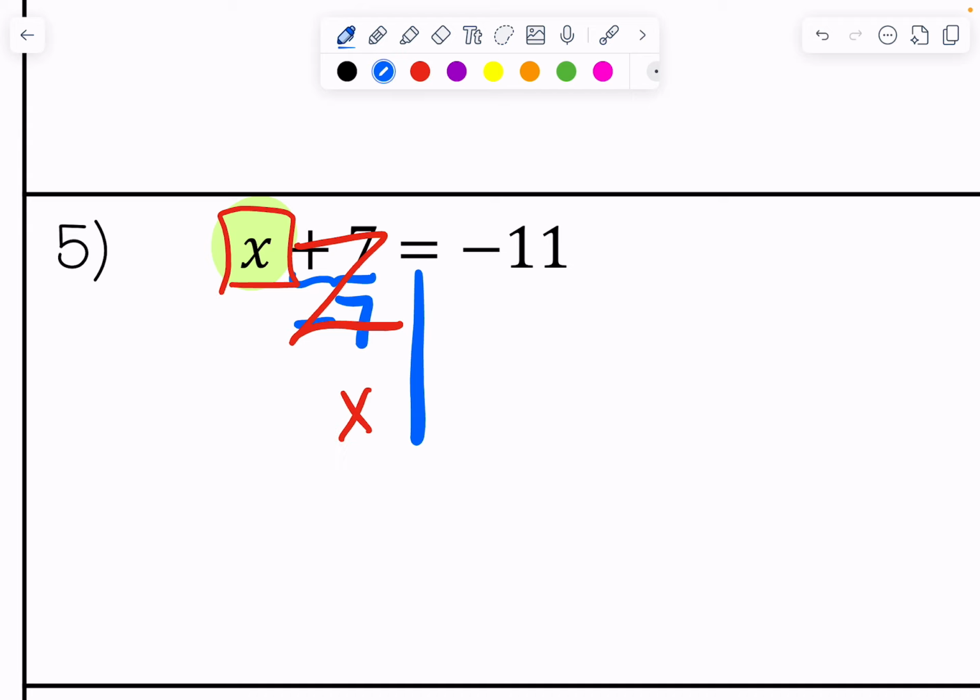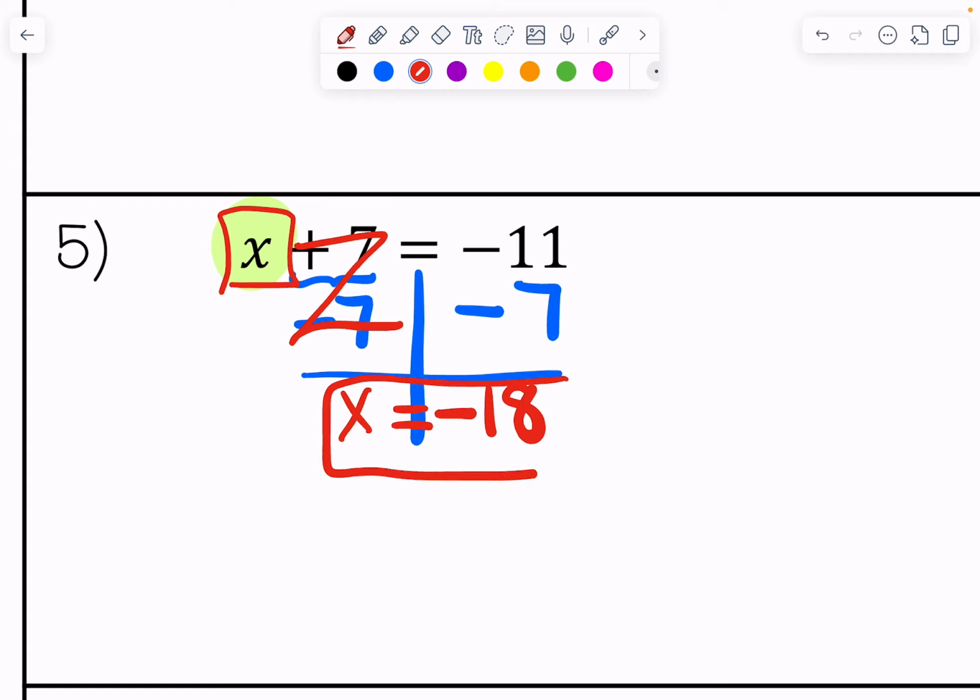Whatever I do to one side, I want to do to the other. So I'm going to subtract 7 over here. Now, over here, you could view this as -11 minus 7, or you could think of this as -11 and a -7 that you're combining. Either way, we're going to get -18. So on this particular problem, x is going to equal -18, or have the same value as -18.